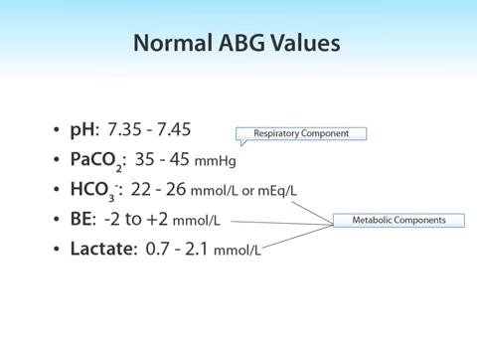We define a normal ABG as having a pH of 7.35 to 7.45, carbon dioxide of 35 to 45 millimeters of mercury, bicarbonate 22 to 26 milliequivalents per liter, base excess of plus or minus 2, and a lactate of 0.7 to 2.1 millimoles per liter.